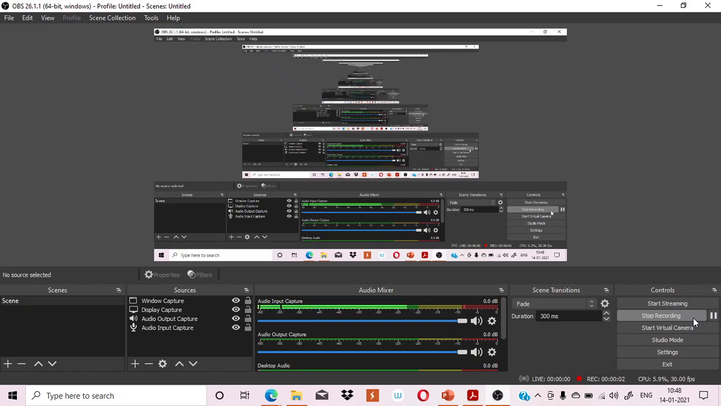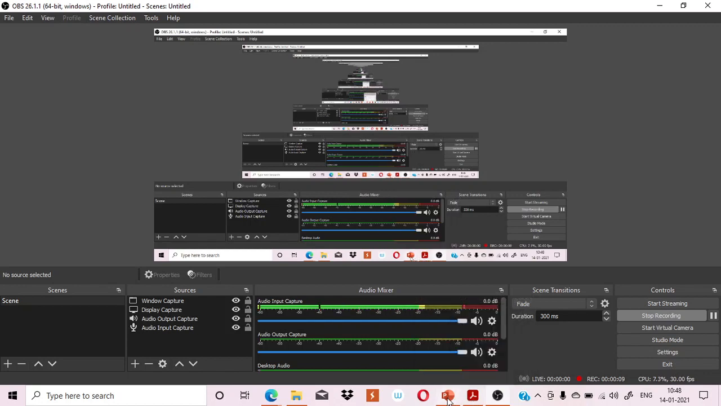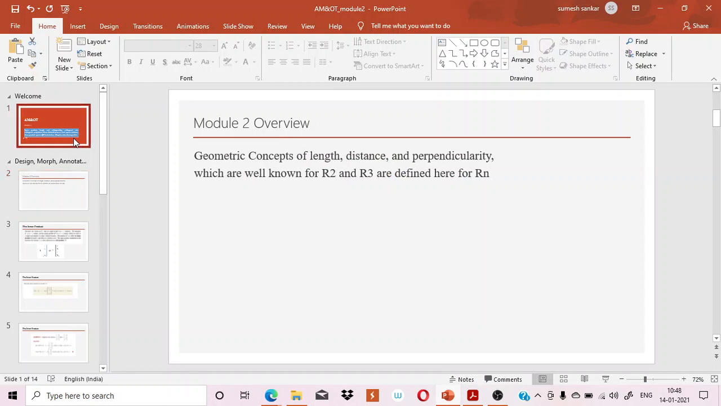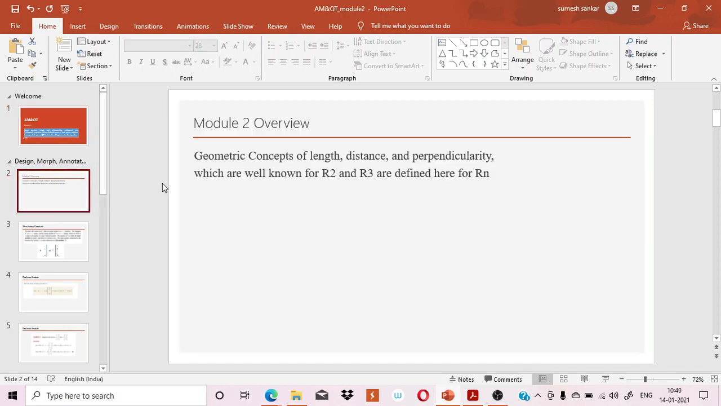In this class, we will enter into the second module of AMNOT. The second module consists of inner product, length and orthogonality, orthogonal sets, etc. So we will discuss inner product. What do you mean by inner product, length and orthogonality? The overview of this module is like this.